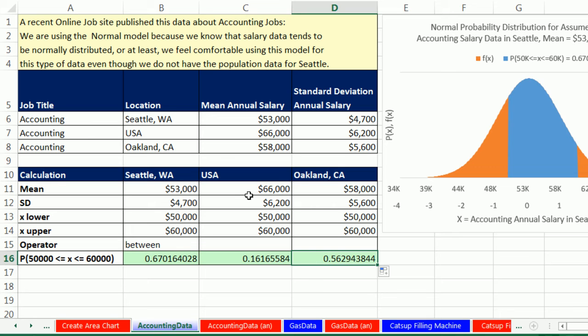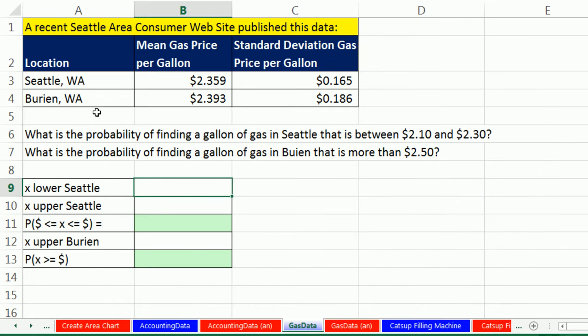Now we want to go over to our next question, the gas data sheet. Now here we have some data about Seattle gas prices and Burien gas prices. And we want to ask the question, what is the probability of finding a gallon of gas in Seattle that is between $2.10 and $2.30? Well, we have a lower and an upper x. So we simply enter our x values, $2.10, enter, and $2.30.